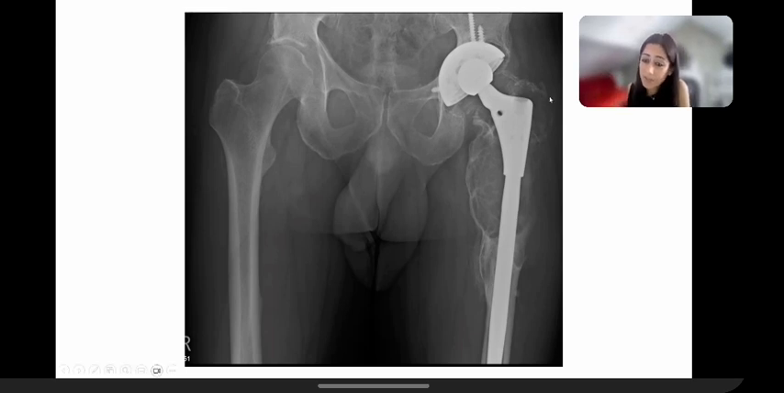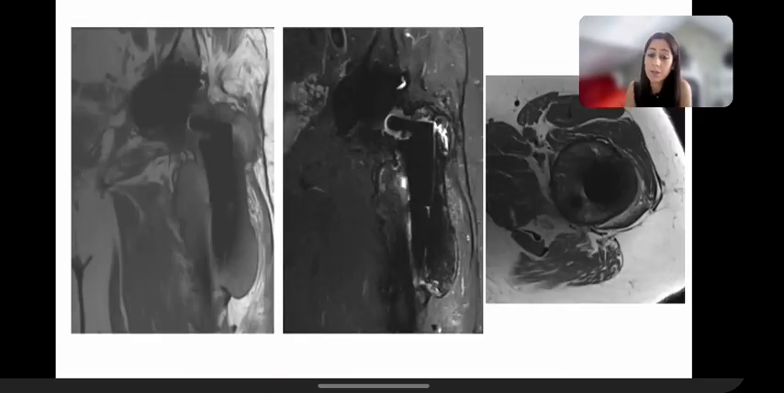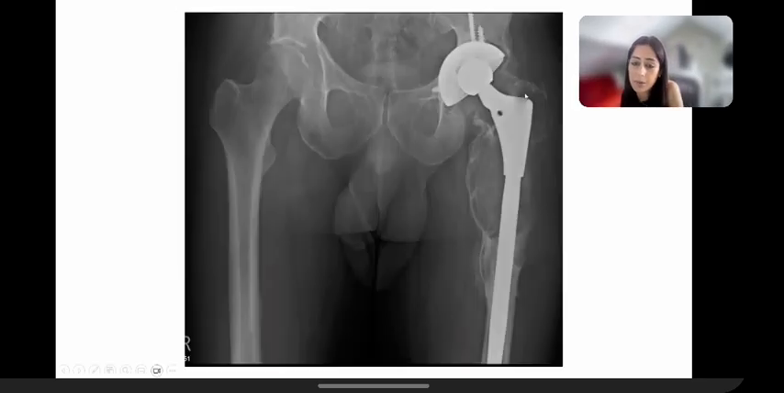Cortical breach, definitely on the lateral aspect. There is no cortex laterally, and also some acetabular loosening. Now, again, you recognize the pattern, you recognize the bone lesion. It can be a lot of things, right? And once you do an MRI, you know this is not a malignant process.